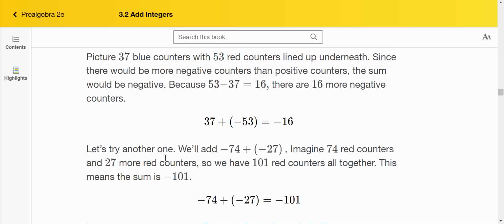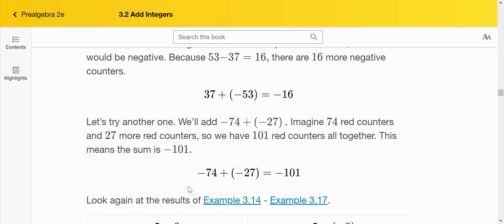Let's try another one. We'll add minus 74 plus minus 27. Imagine 74 red counters and 27 more red counters. So we have 101 red counters all together. This means the sum is minus 101.